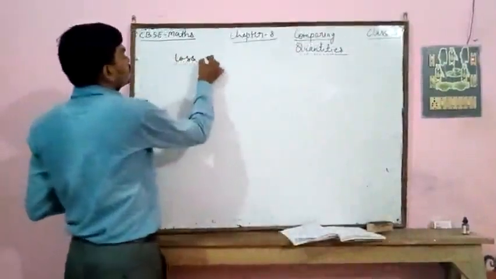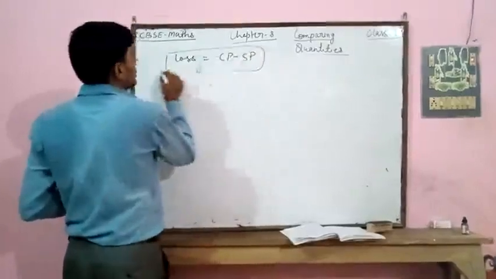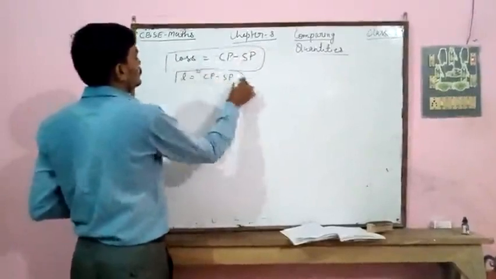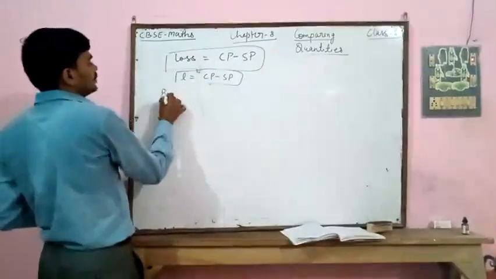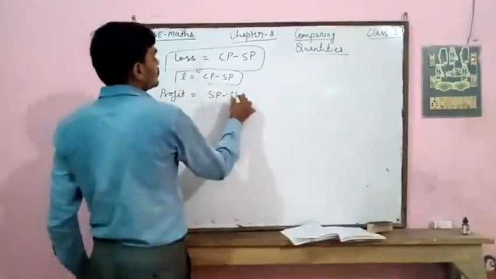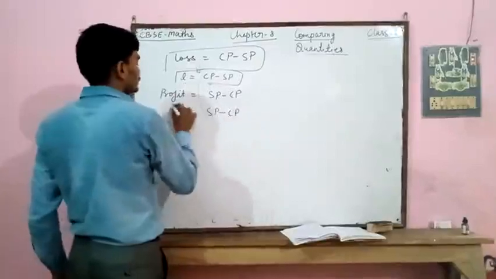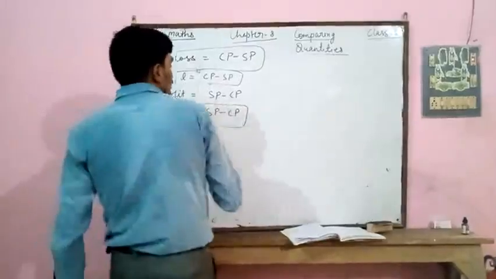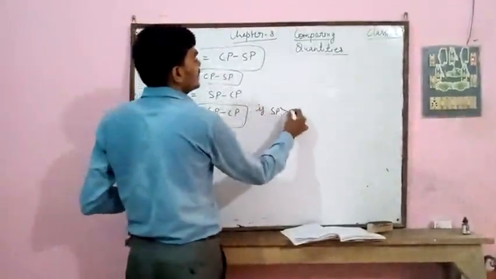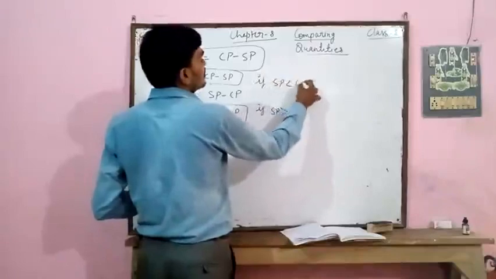Loss is equal to CP minus SP, that is L = CP - SP. What is the profit? Profit is equal to SP minus CP, that is P = SP - CP. So if SP is greater than CP, there is profit, and if SP is less than CP, there is loss.